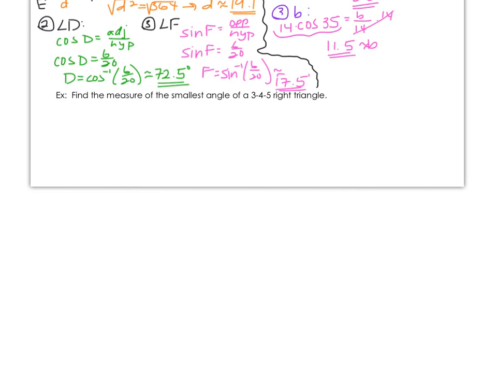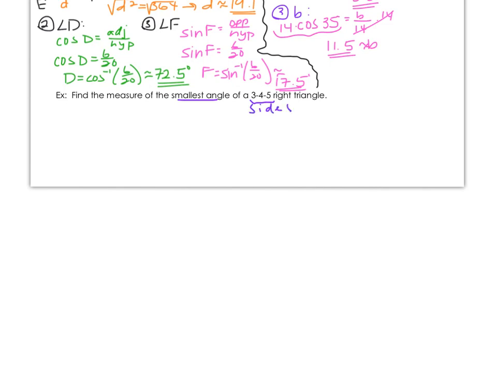The rest of the lesson is going to be all about application. So I'm not giving you all the specific information. We have to do some generating. Find the measure of the smallest angle in a 3, 4, 5 right triangle. If it doesn't show a degree symbol, those are the side lengths.